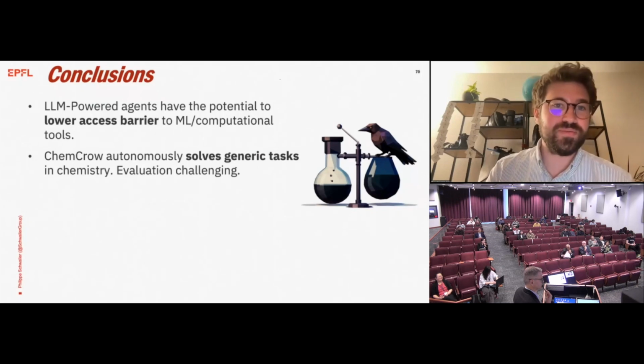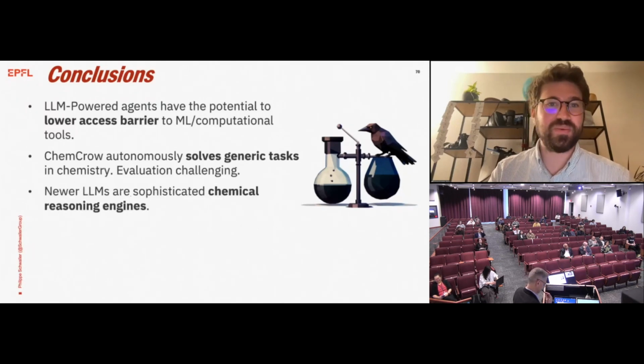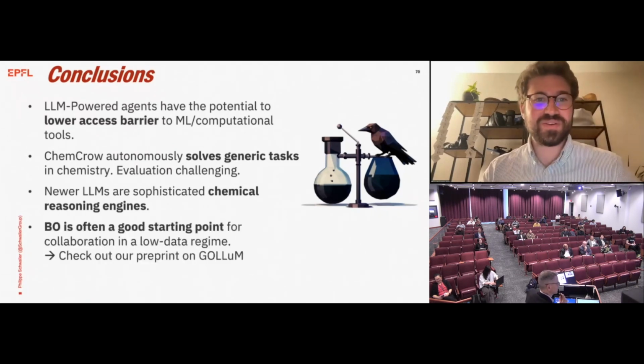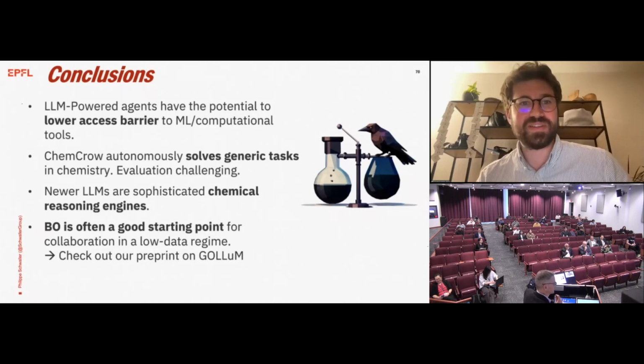ChemCrow was one of the first evaluations on plenty of generic tasks, but benchmarking is super challenging. We've shown some progress with harder benchmarks on mechanisms and retrosynthesis, and whenever we collaborate with experimentalists, Bayesian optimization is typically a good starting point.